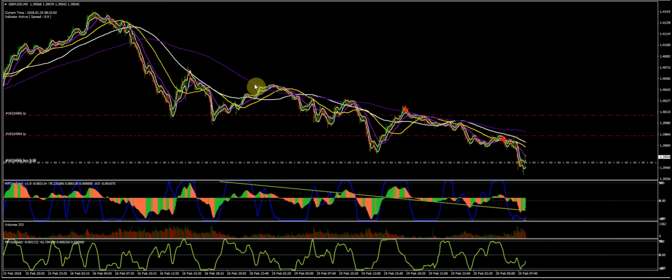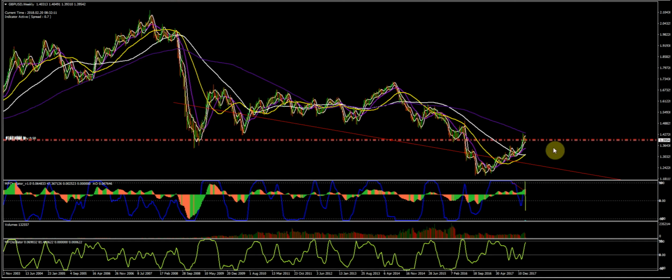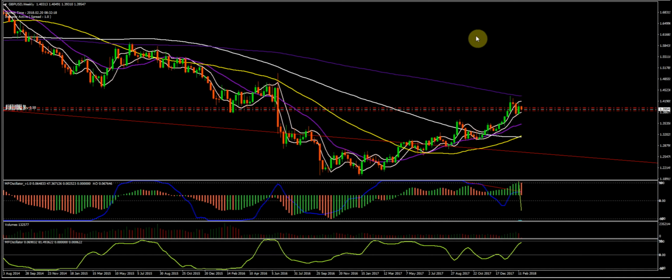Momentum is to the downside, as you can see with this, but longer term we've had some positive momentum. So out on the weekly charts you can see that we've obviously had this strong move up with regards to the pound. Now if we just look at this chart, what is interesting is that we still have not touched this 200 period moving average on this weekly chart.